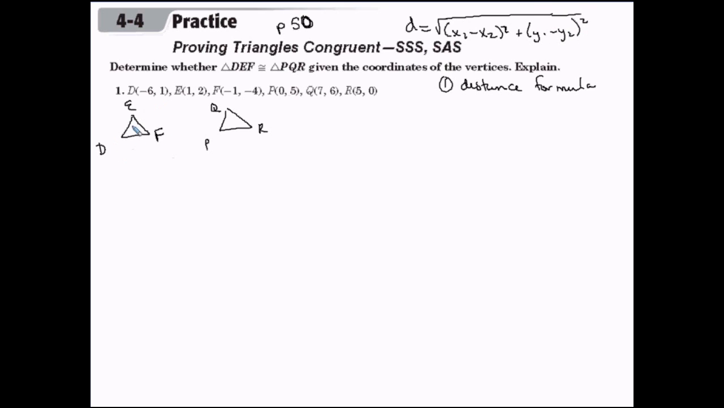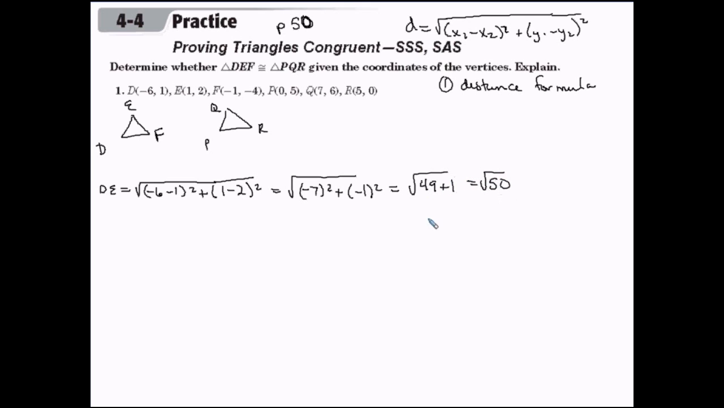All right, so I'm going to do DE first. And DE is -6 minus 1. Oh, I did the same thing. I just wrote it out more. Okay. Got it? Yeah. Okay. And then 1 minus 2. So I get -7 squared and -1 squared. So 49 and 1, so square root of 50.